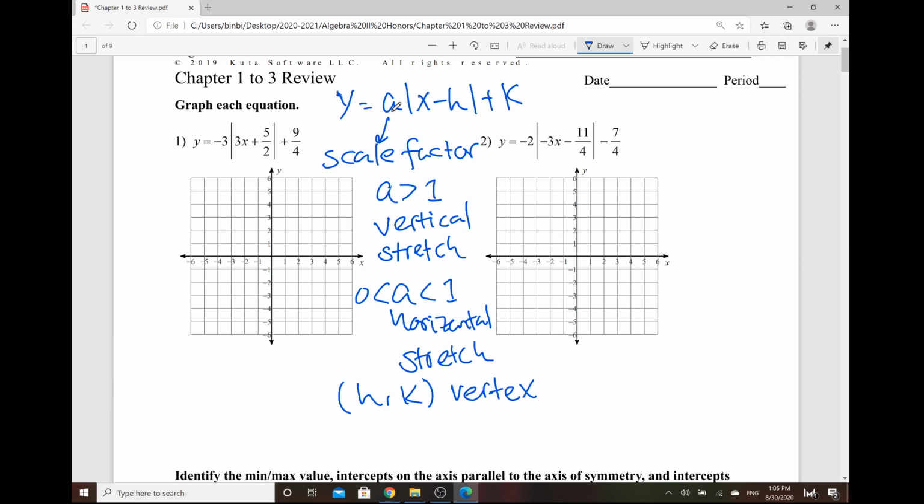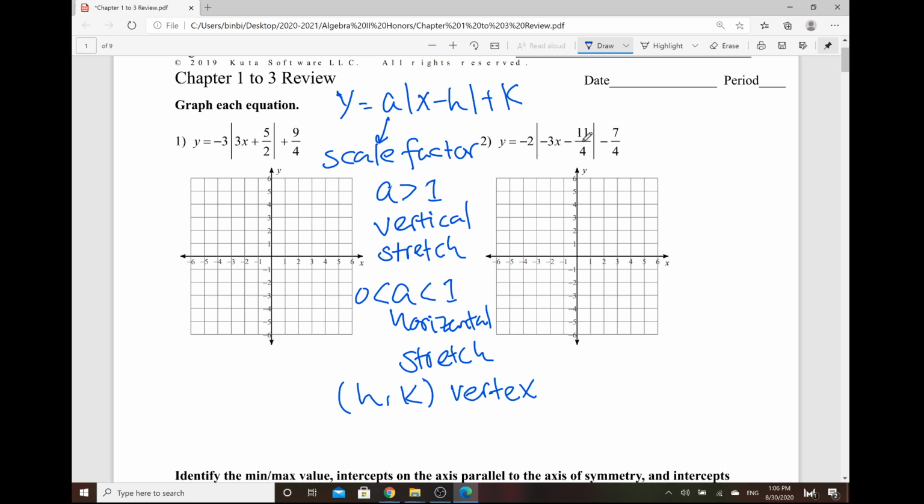Another thing is that if a is less than 0, that means the curve is going to be upside down. It's going to show a reflection. So if there's a negative here, we'll take a look at that. Like this one right here, we do have y equals negative 2 times absolute value of negative 3x minus 11 over 4, minus 7 over 4.